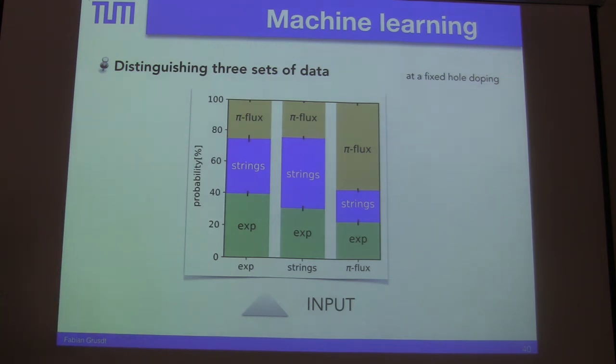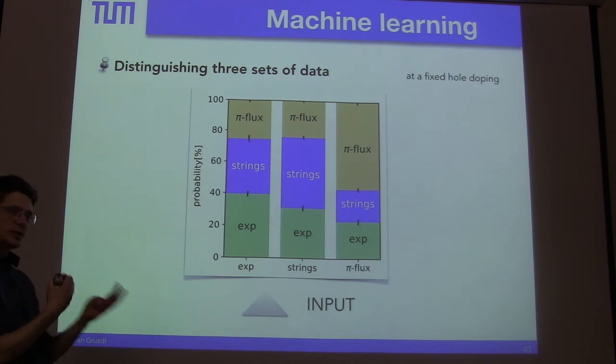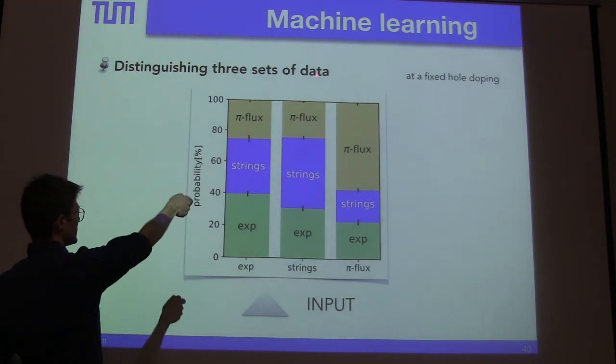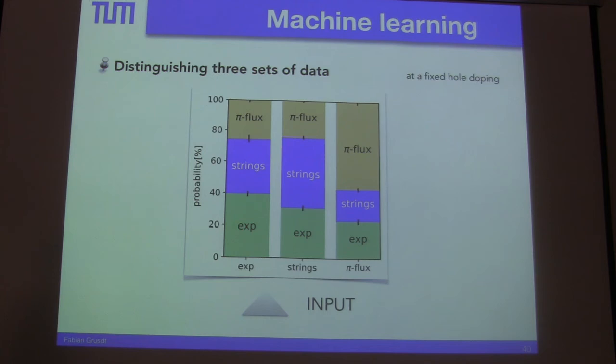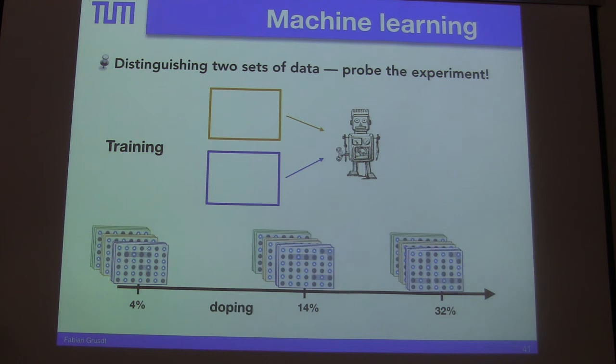Of course, this is not perfect, right? If it could completely distinguish them, you would have just pi flux here, just strings here, and just experiment here. And there's certainly the experiment goes to experiment a little more often than strings, but not so unexpected. But there's some confusion here, right? And that already tells you that strings and the experiment should be fairly similar to each other. And so this is something done now at one fixed value of the doping, right? And at each doping we have all these data sets. Now we actually repeated a similar procedure, not exactly the same, at different doping values.